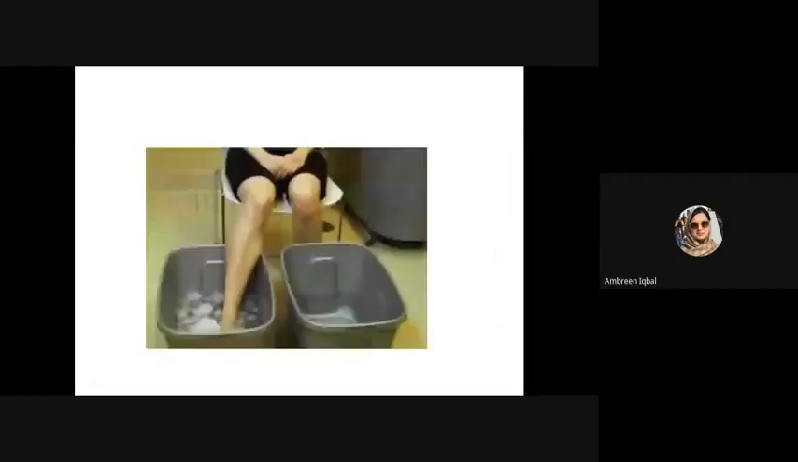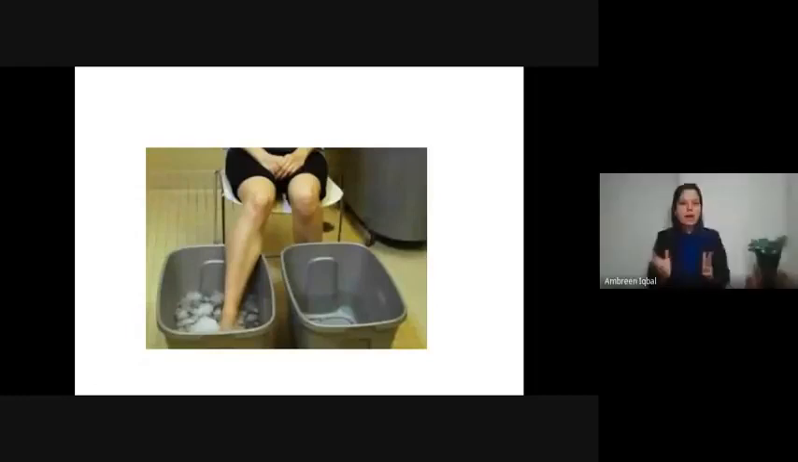This is a picture to show you there are two tubs of water. One is containing cold water with ice cubes, and the other one is containing hot water. And this is another unit to show you how this contrast therapy unit is going to look in the physical therapy department. There are two compartments. One is containing the hot water, and the other is containing cold water.